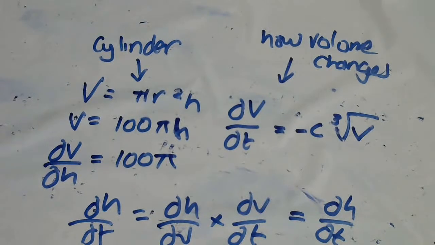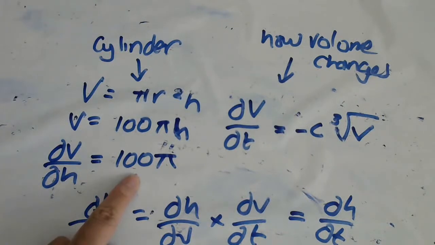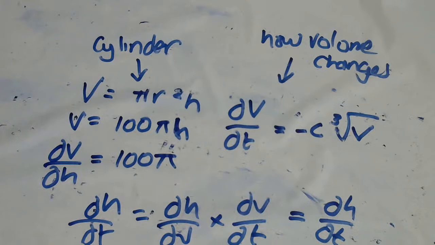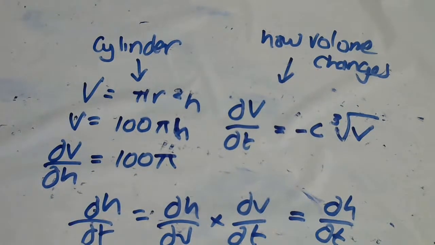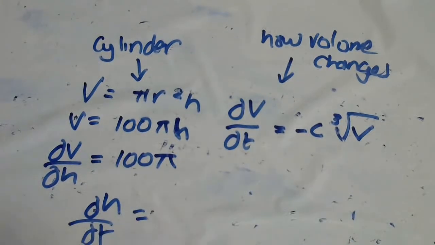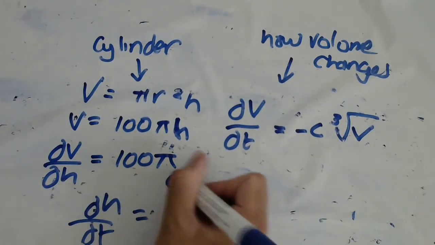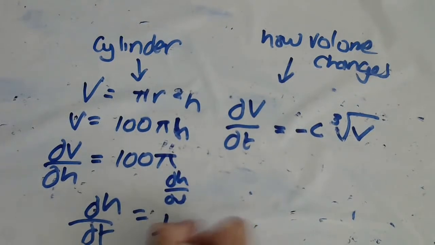So you've seen the theory of it, so let's do it. We know that dH/dt is dH/dV times dV/dt. That means I need to turn this one upside down. What we're asked to do there is go dV/dH is 100 pi. So this dH/dV, I'm going to keep it there and I'm going to write what it is. It's just going to be 1 over 100 pi.